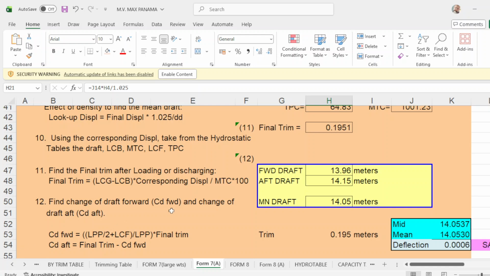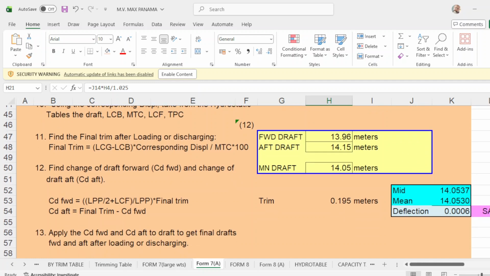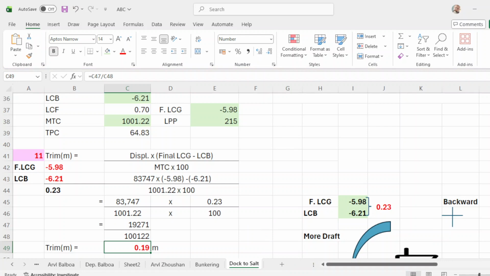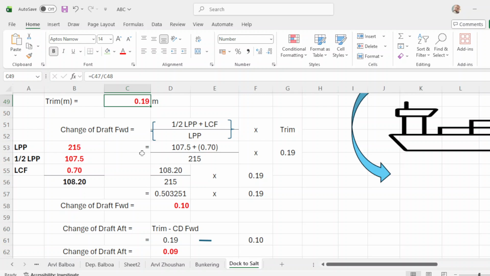Okay, and his number 12. Number 12, find the change of drop forward and the change of drop up. So the formula for change of drop forward is 1/2 LPP plus LCM over LPP times final trim. And your change of drop up is final trim minus change of drop forward. So we go first with the change of drop forward. So manual. Okay, we have now your trim here. We are now looking for the change of drop forward. The formula is 1/2 LPP plus LCM over LPP times trim.